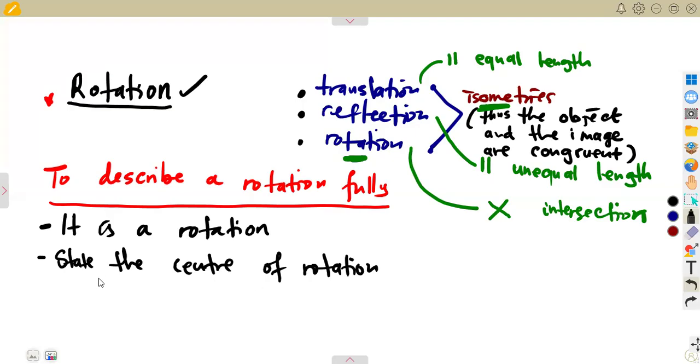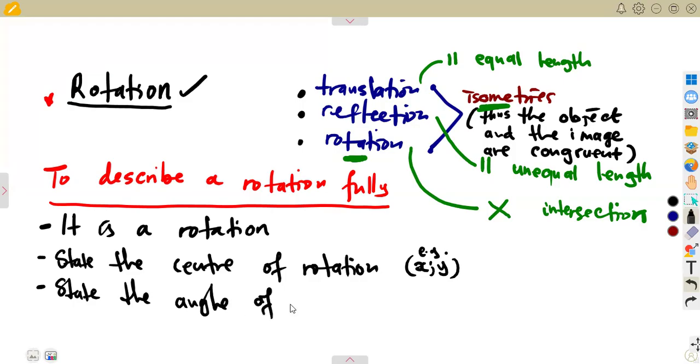So you need to know what's special about each transformation. On a rotation, there's a center of rotation. The center of rotation is just the coordinates, just like x, y. So you're going to write this as coordinates, e.g. 5, 2. Maybe it's about the origin, which is 0, 0. You just write the coordinates of that, okay? So you state the center of rotation. Then you also state the angle of rotation and its direction.